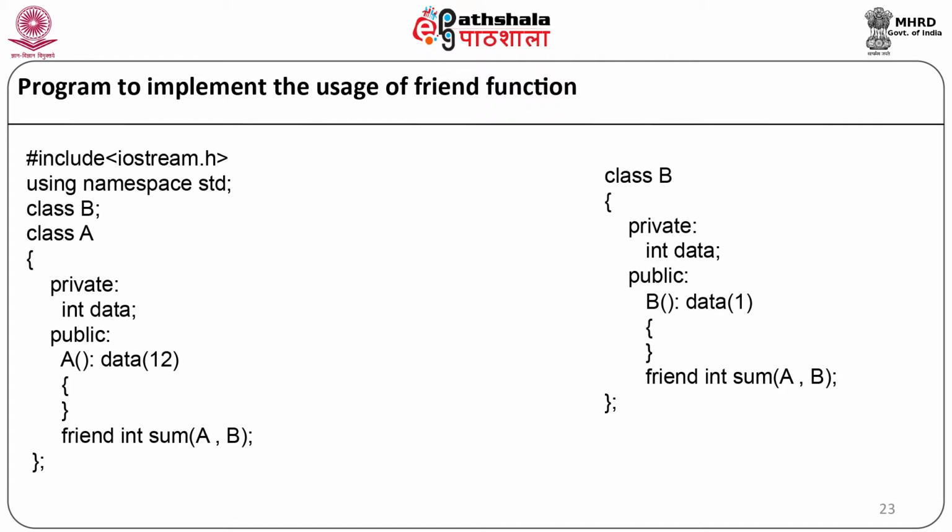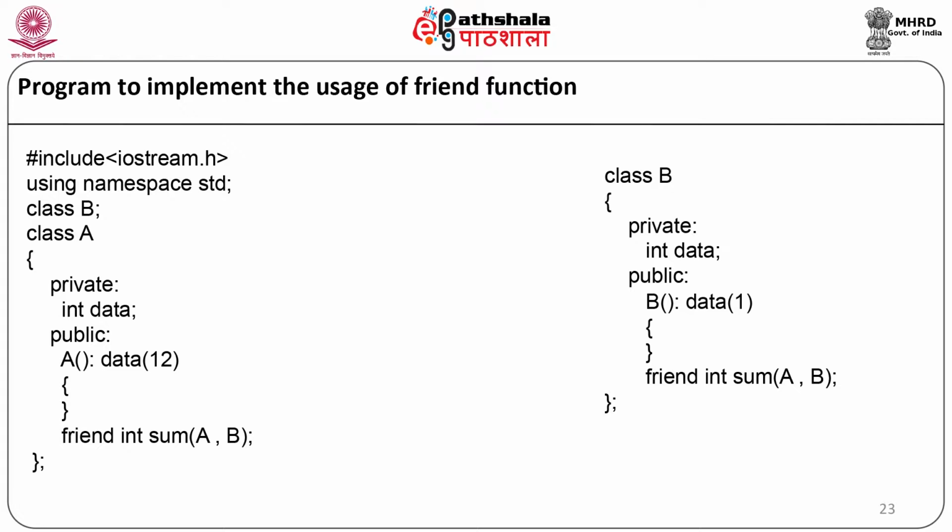Now we will declare class B. Private data is integer data. Again we are going to declare the constructor as B, colon, data 1. Here we are going to declare the friend function as friend integer sum(A, B). Our second class will end.